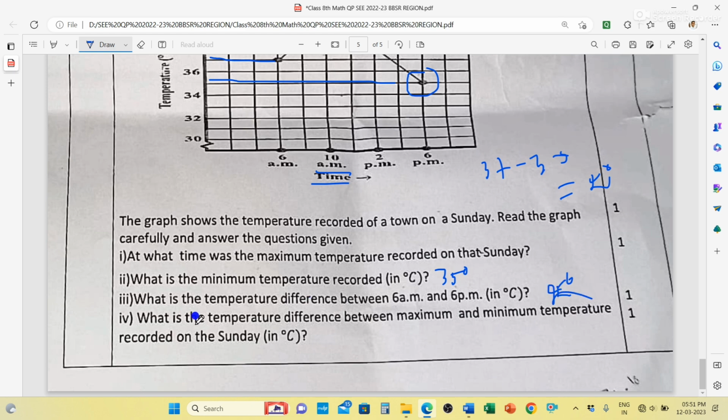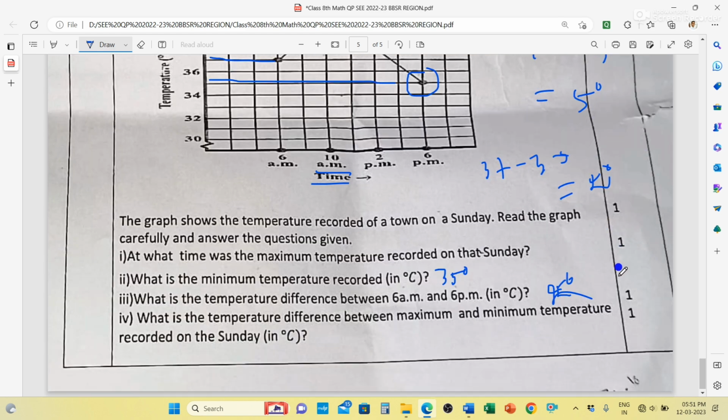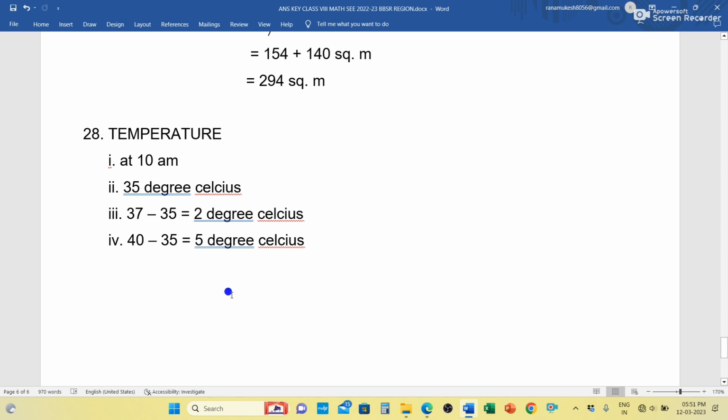Okay. Next, what is the temperature difference between the maximum and minimum temperature? So the maximum temperature is 40, minus the minimum temperature, 35. So the difference is only 5 degrees Celsius. Okay, this is the answer. 40 minus 35 equals 5 degrees Celsius.